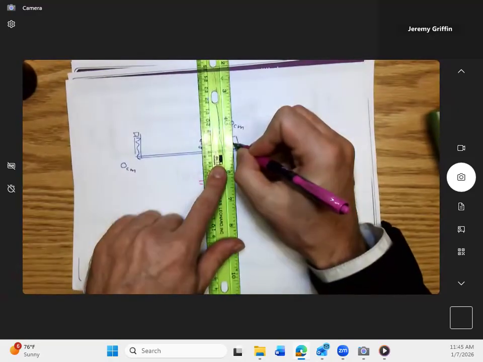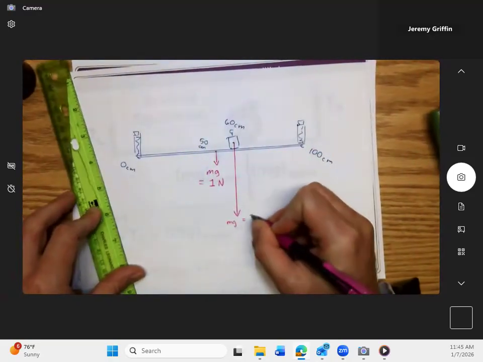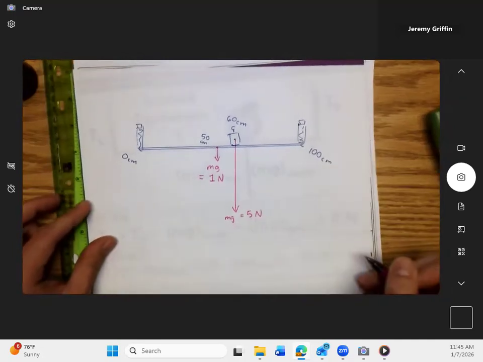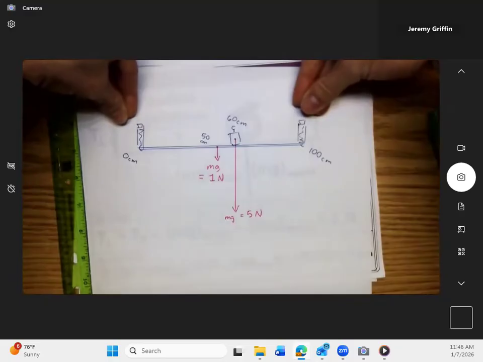And then over here at the 60 centimeter mark, let's tack on this big old 5 newton weight. And you're holding these 2 spring scales. All right, you guys see that? You guys get the premise? Are there any questions so far about the setup?